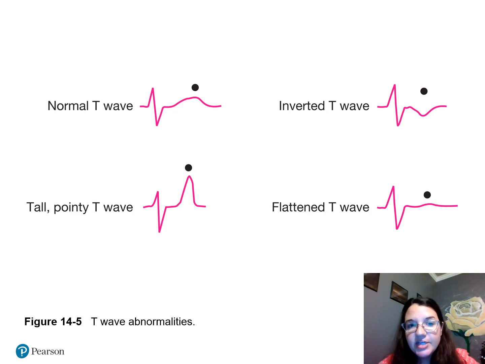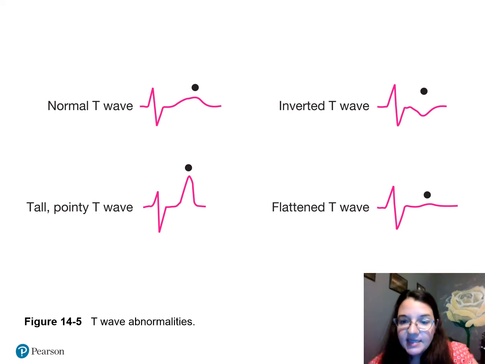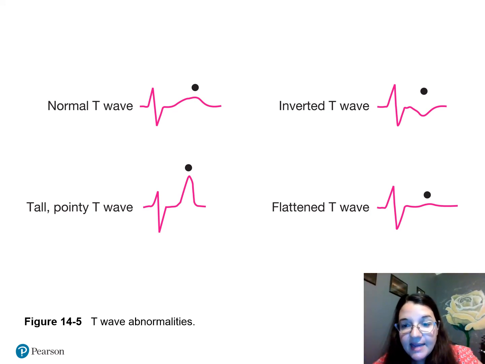Okay, so you see here we have our normal T wave. We know what that normally looks like. And we already know what an inverted T wave looks like, we talked about that last class. But now you're going to notice in the third image, or the second image from the top, look how pointy your T wave has become. Again, this can indicate that my patient has hyperkalemia, which is high potassium.